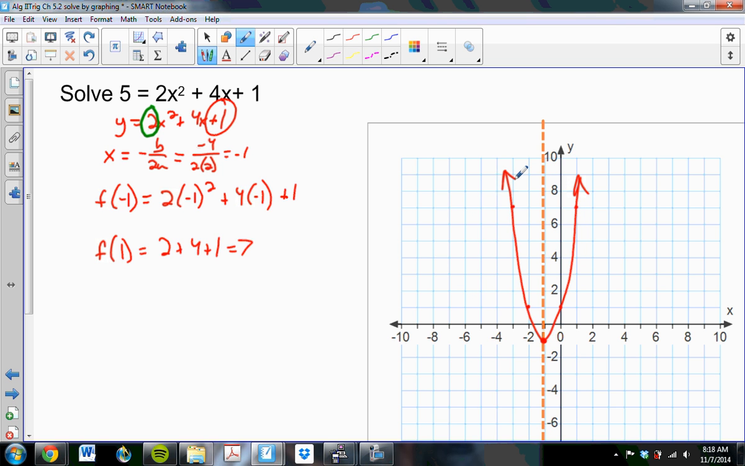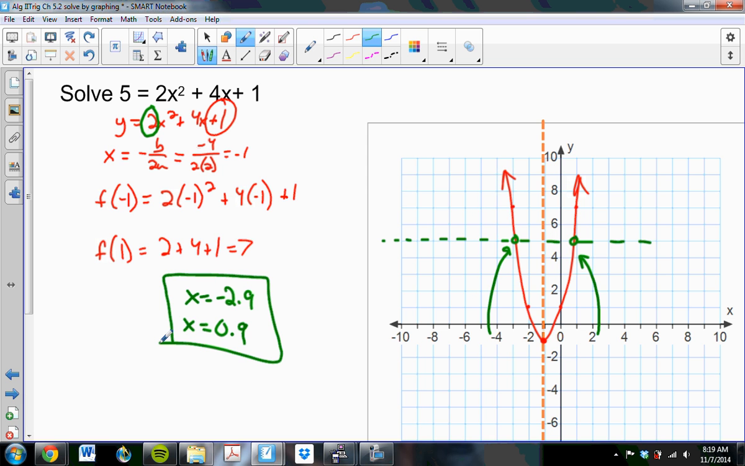The question is, when does this equal 5? Well, the y value of 5 happens here and here. So I'm going to estimate this right now. I'm going to say it looks like it happens when x equals -2.9, because that's what this value looks like. And it also happens when x equals 0.9. Those are not perfectly accurate, but they at least give me an idea of where that happens.